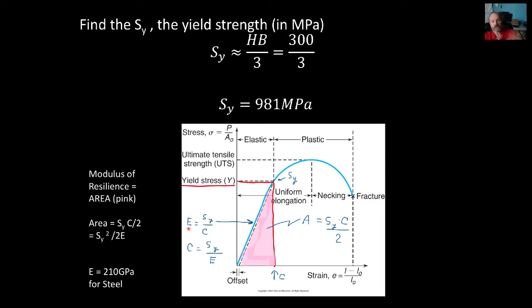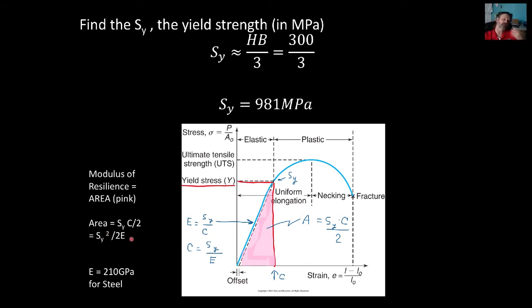Well, you can rewrite C, right? And solve for C, and then you get S sub Y over E. Okay, S sub Y over E. So if we take S sub Y over E, substitute it in for this C right here, okay, we get S sub Y squared over 2E.